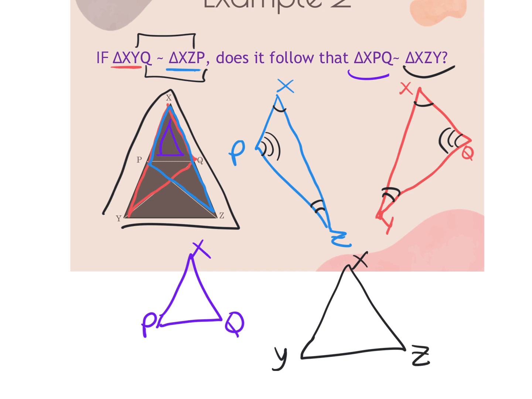Now, I could go in and add in my congruency marks. So I know that angle X is congruent to angle X. I also know that angle P is congruent to angle P. Let's see, angle P, I had 3 marks, and also Q. And then Y had 2, and it was congruent to Z.